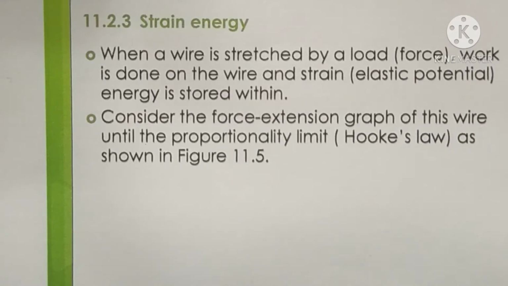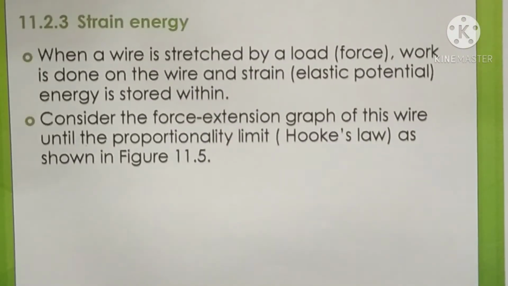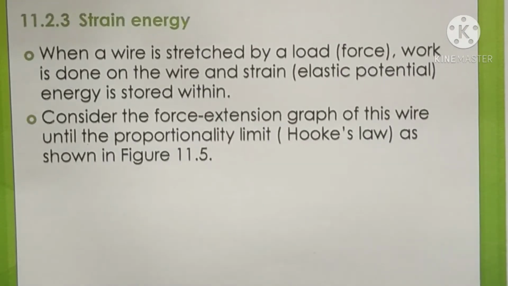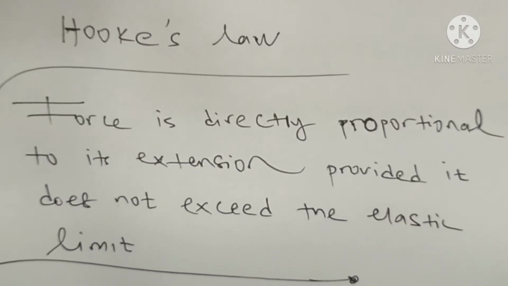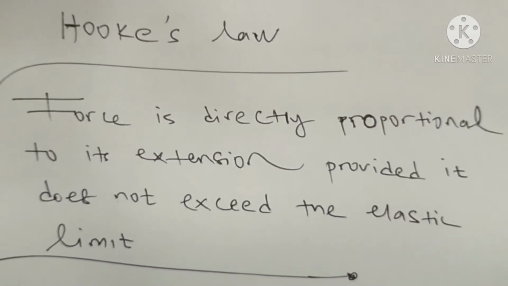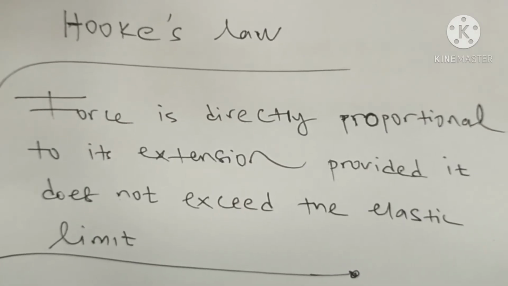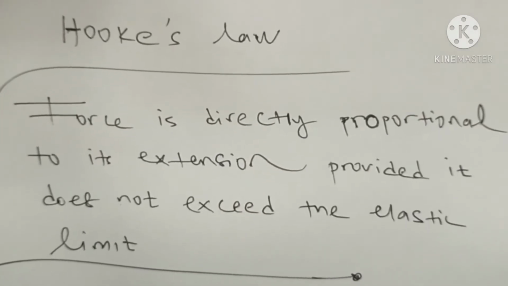Consider the force extension graph of this wire until the proportionality limit or Hooke's law, as shown in figure 11.5. Hooke's law here is about force being directly proportional to its extension provided it does not exceed the elastic limit. This is about Hooke's law.